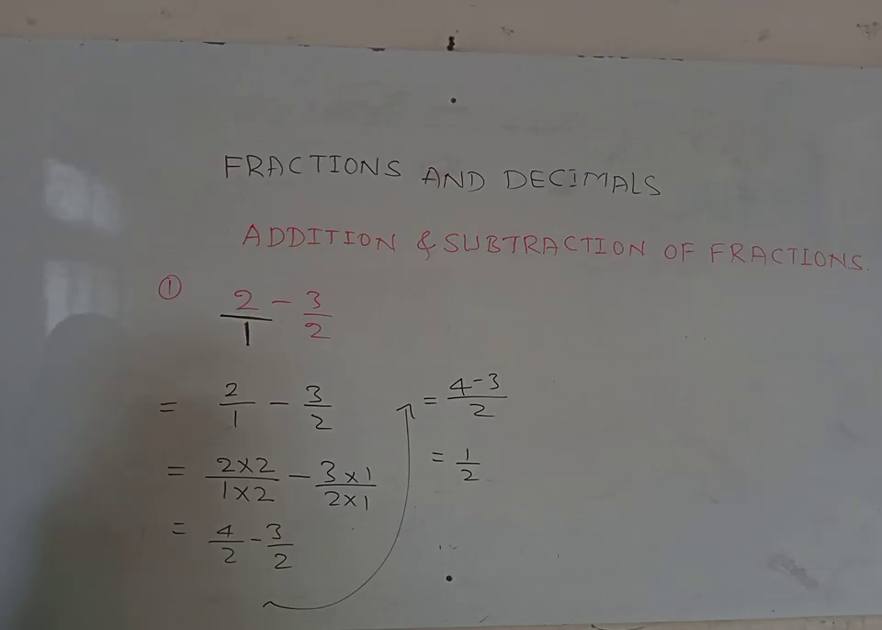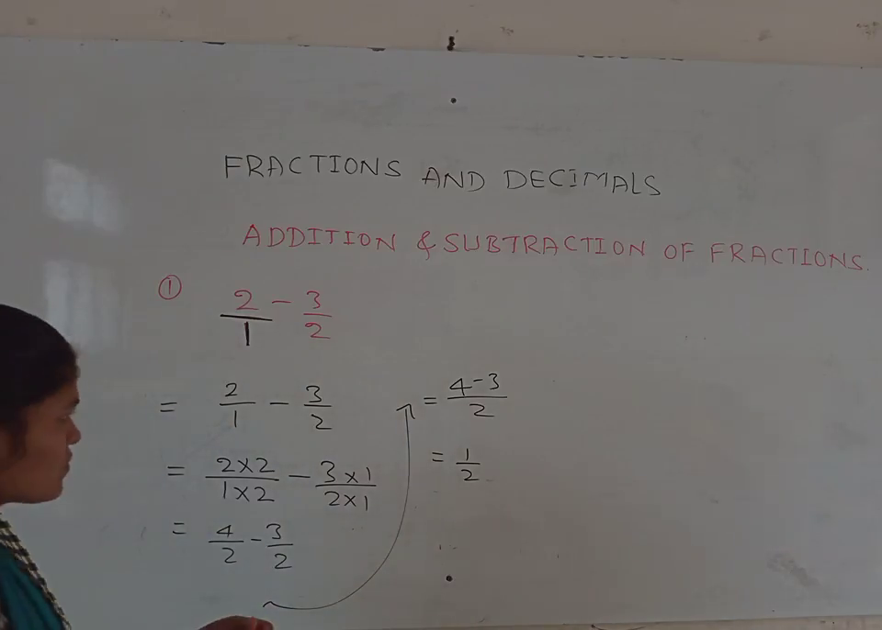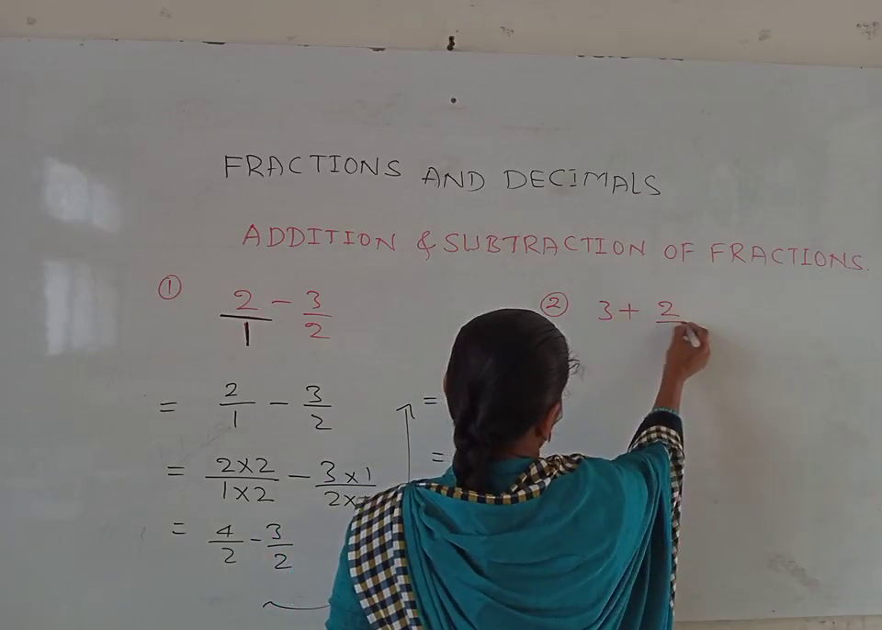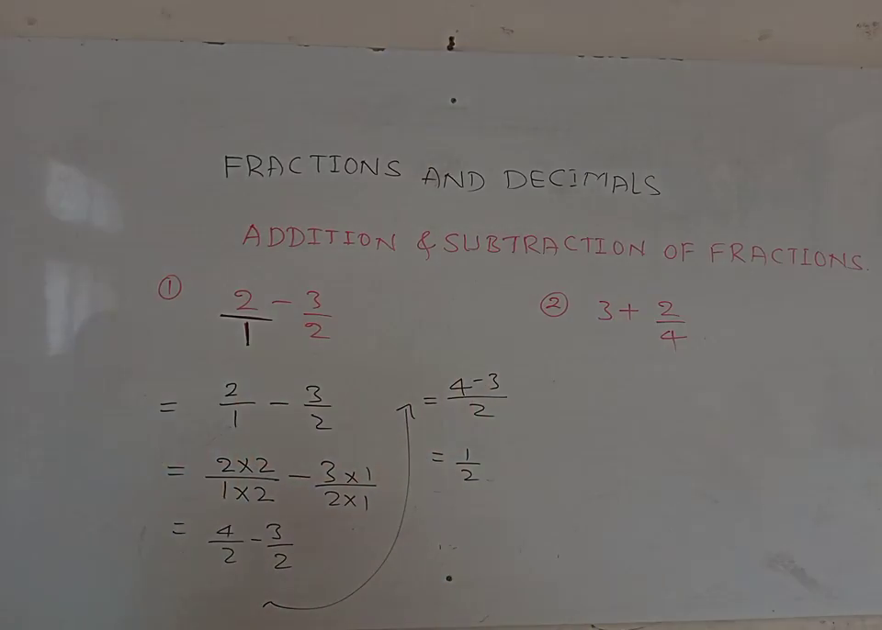So that was the easiest one. Shall I give one more the same way? Just slight changes: 3 plus 2 by 4. Solve this one fast. How many of you are ready? Do it fast.